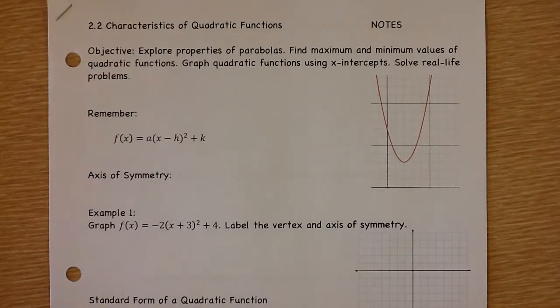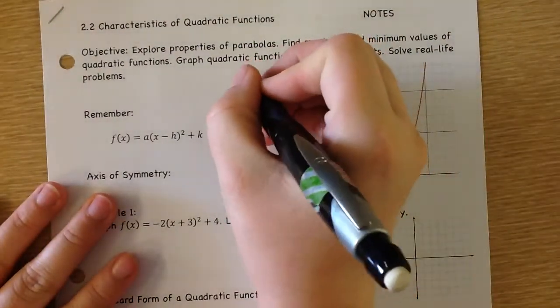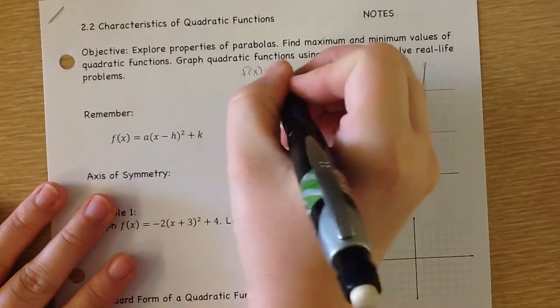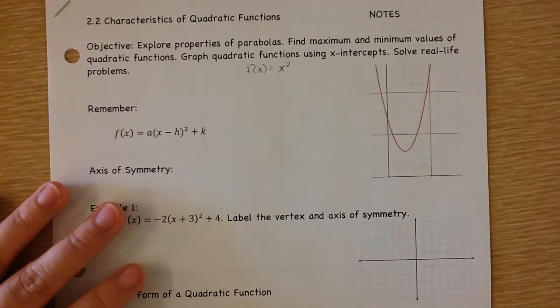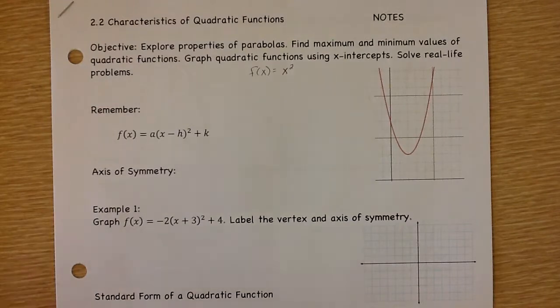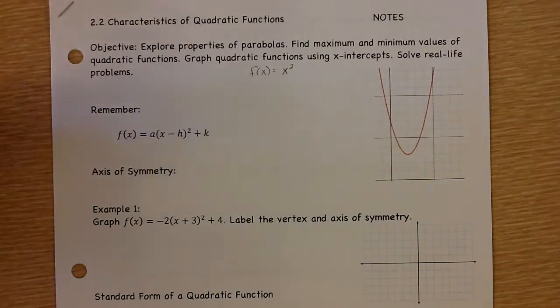Okay, so really we're just going to look at the one parent function, the parent function f of x equals x squared, our quadratic parent function, and all its different possible children: reflections, translations, stretches and shrinks, and talk about them and their characteristics.